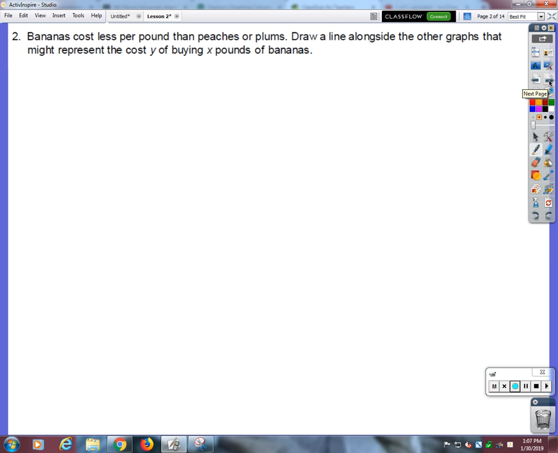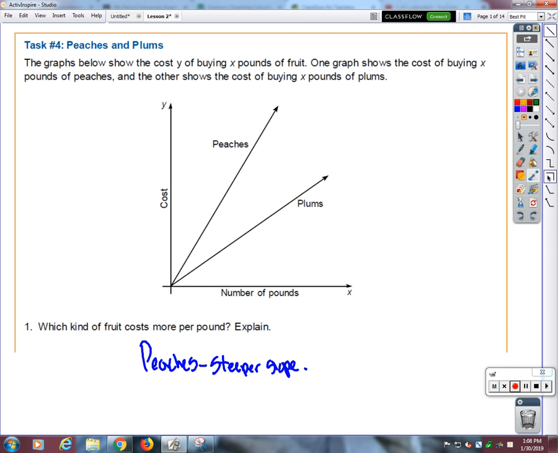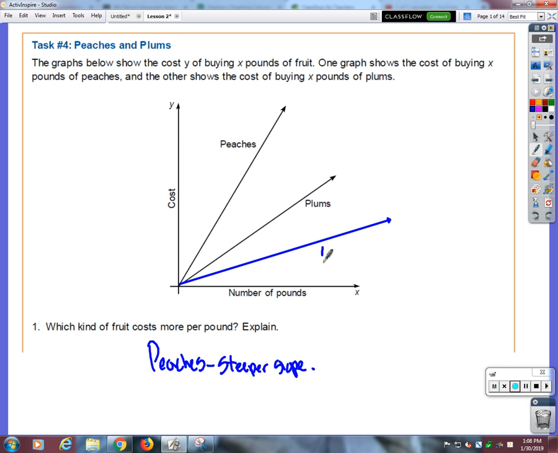Okay, number 2, bananas cost less per pound than peaches or plums. Draw a line alongside the other graphs that might represent the cost Y of buying X pounds of bananas. Go. Where does it go? Below the plums. Why? Because it's cheaper, so it has to have a smaller slope. Yeah. So somewhere like that.